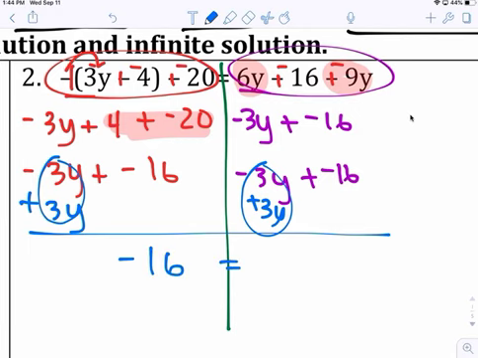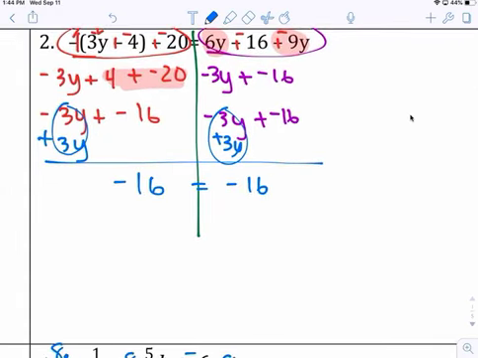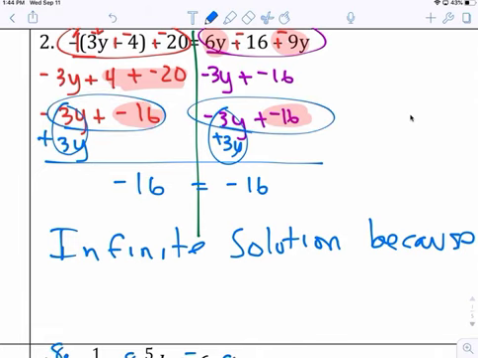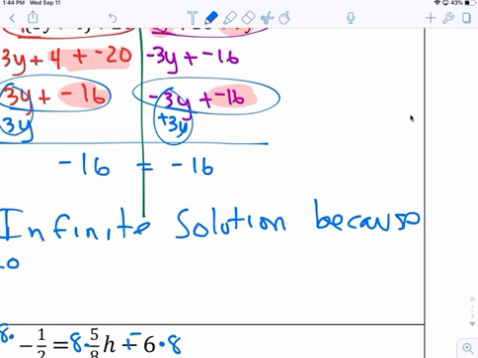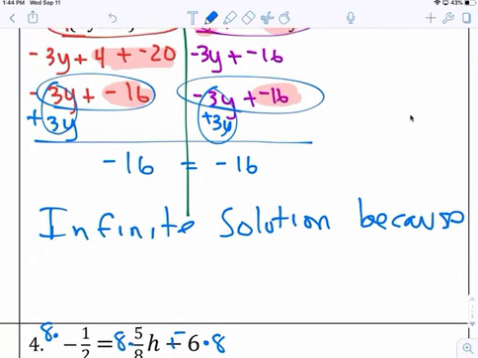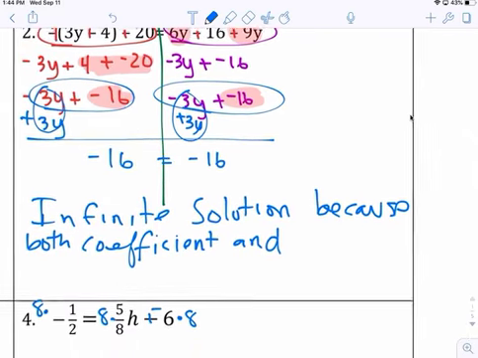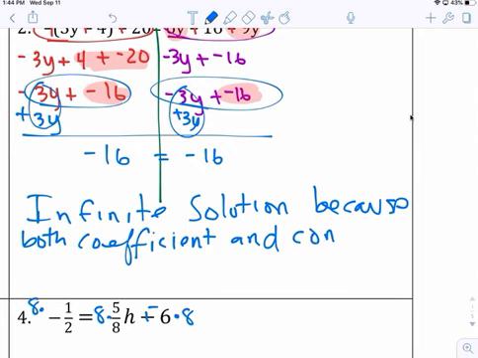This is negative 16 equals negative 16. This is infinite solution. Notice even the constant is the same. So this is infinite solution because both the coefficient and the constant are the same. The 16 is called a constant. The number without a variable is the same on both sides.